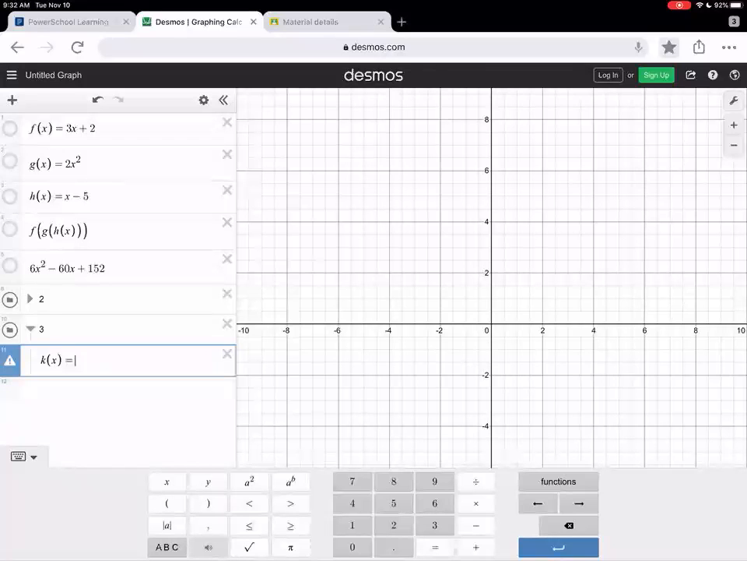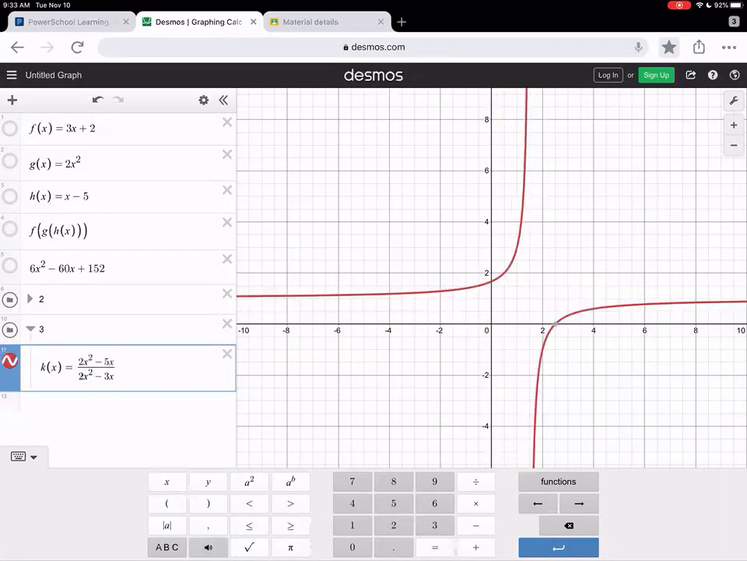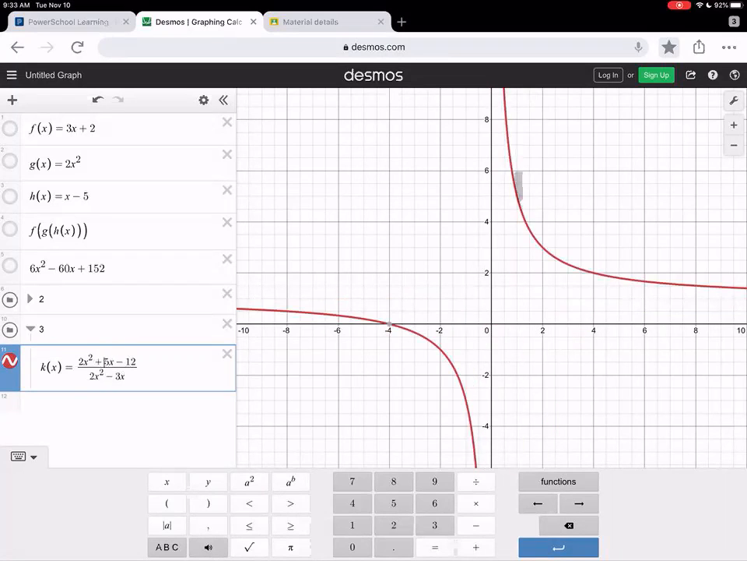K of x equals, and it was a big fraction. All I remember was the denominator, 2x squared minus 3x. All right, what was the numerator? Do y'all remember? 2x squared plus 5x minus 12. Plus 12 or minus 12, did you say? Minus 12. Okay, it's plus 5x. Like that? Yes. All right.